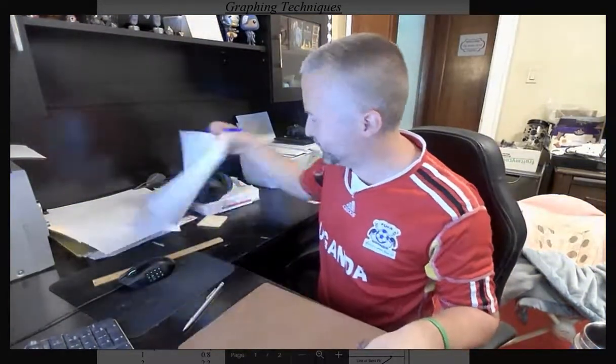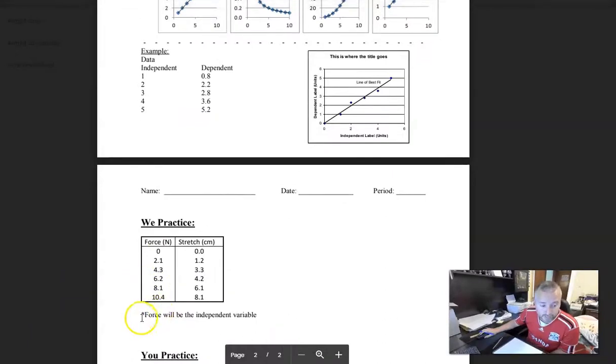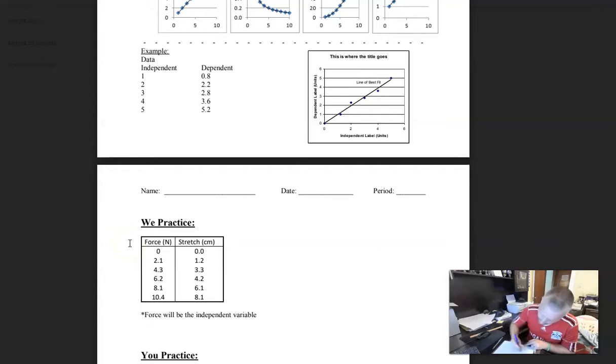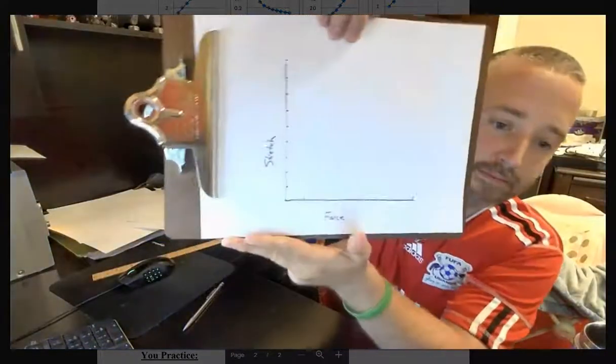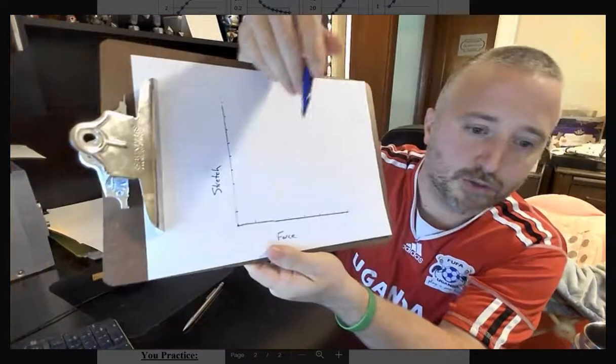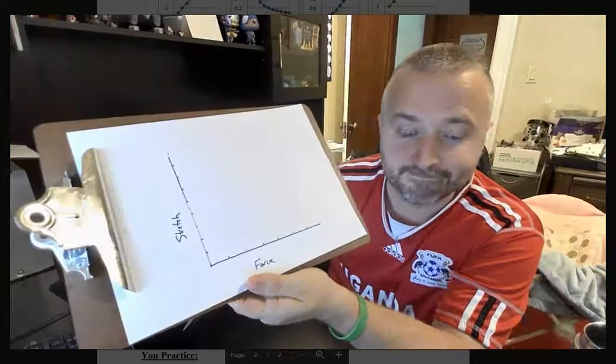So for example, we'll use the practice one right here. It says force is the independent variable. So the labels are going to be force and stretch. And what that tells me is force is independent. So force goes on the x, and stretch goes on the y. Just like that. So make sure that your graph looks like this. Pause if necessary, and then we'll keep going.